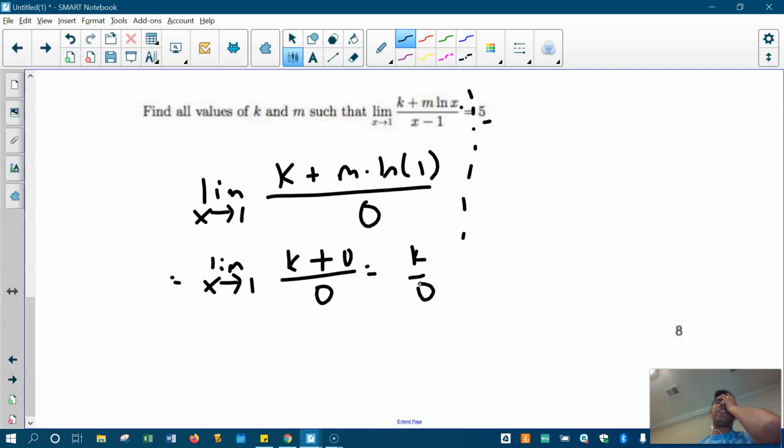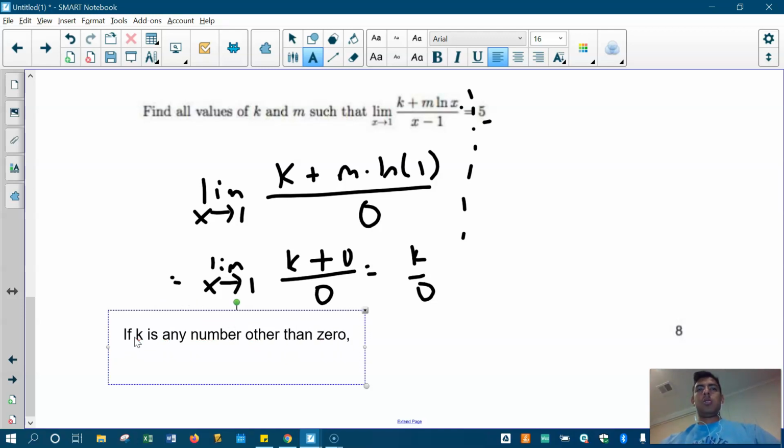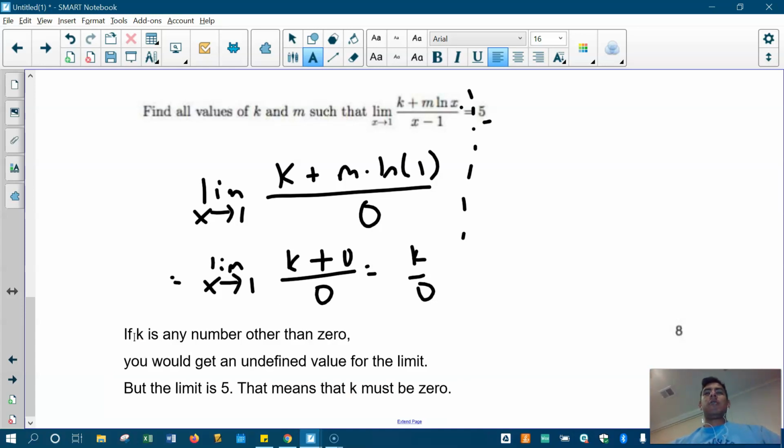I can't have k over 0 though, because if k is a number, any particular number other than 0, so let me write this out because that's kind of important. If k is any number other than 0, you would get an undefined value for the limit. But the limit is 5. That means that k must be 0. Okay, so k is 0.